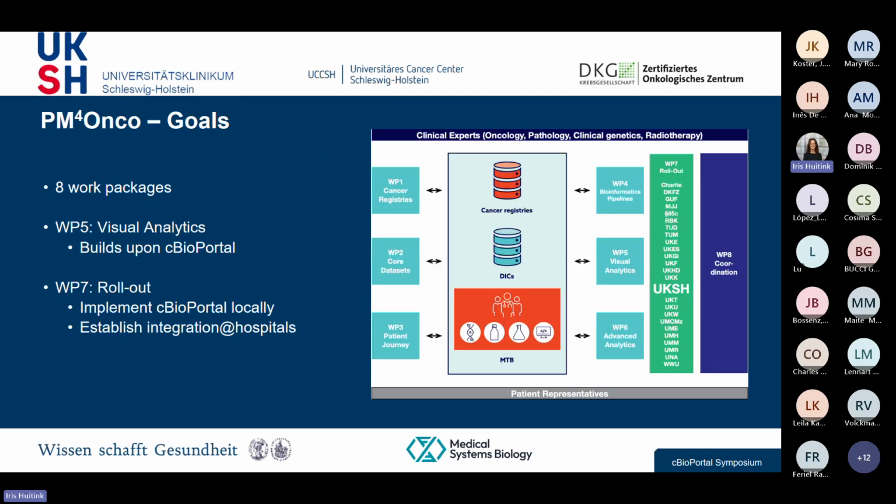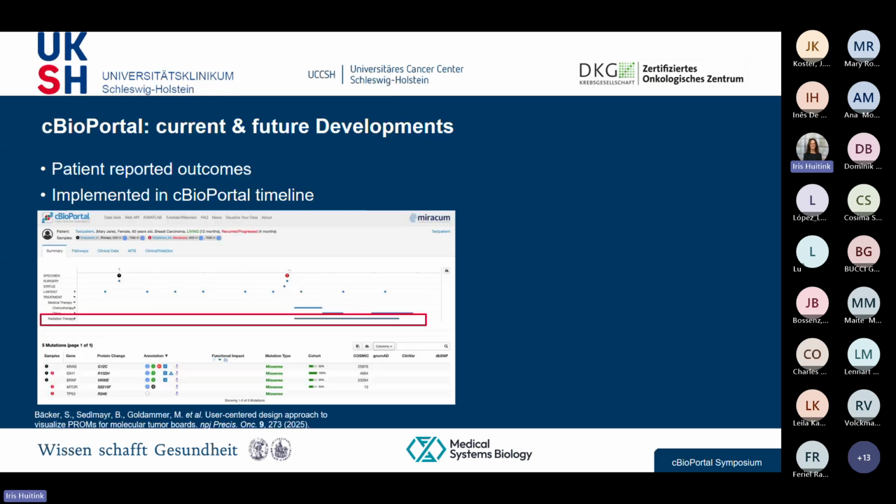And the idea here is that in 8 work packages, we have in work package 5 the visualization, analytics and rollout. And the visual analytics is basically cBioPortal. We're trying to get all of this data into cBioPortal, visualize it, and then also use it later on for research. And we're trying to roll out these cBioPortal ideas then to hospitals in Germany.